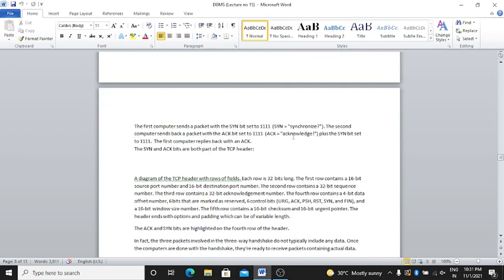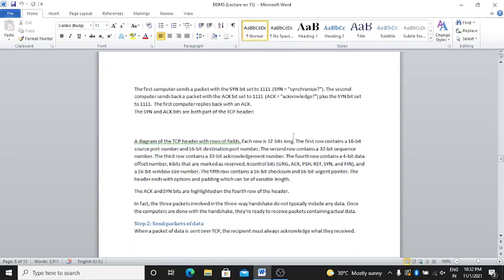The first computer sends a packet with the SYN bit set to 1. SYN stands for synchronize. The second computer sends back a packet with the acknowledgement ACK bit set to 1, ACK meaning acknowledged, plus the SYN bit set to 1. Then the first computer replies back with an acknowledgement. The SYN and acknowledgement bits are both part of the TCP header.